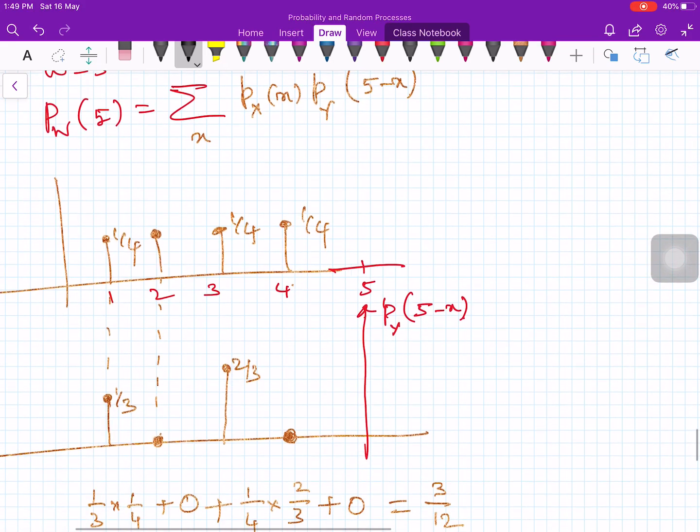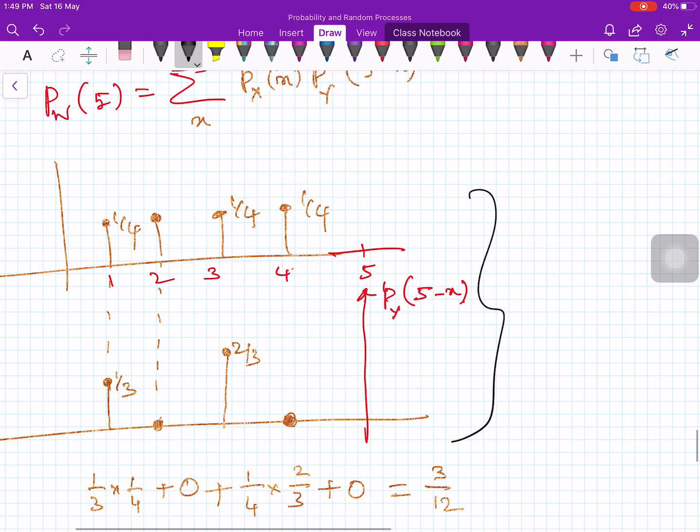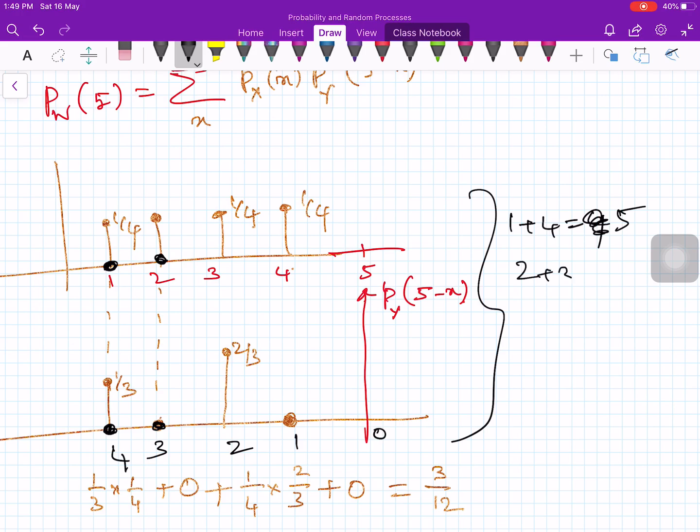You can take any figure. You take these two PMFs. Here this value is 1, and this is 4, so 1 plus 4 equals 5. Okay, and here this is 2, and this is 3, so 2 plus 3 equals again 5. And this is 3, and this is 2, so 3 plus 2 equals 5. And this is 4, and this is 1, so 4 plus 1 equals 5.